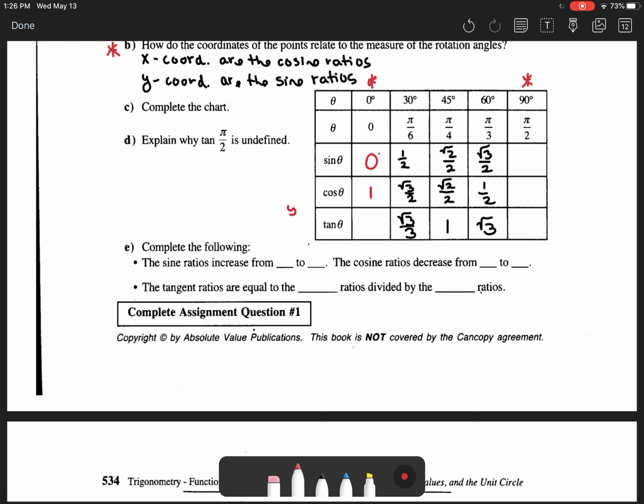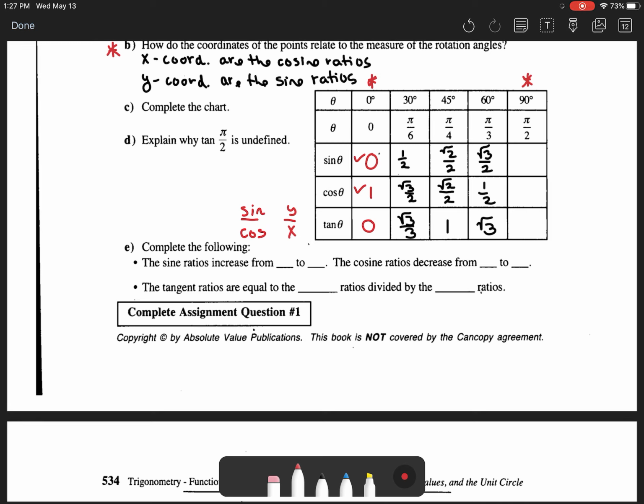And what's tangent, you guys? Remember tangent was calculated by going y over x, or opposite over adjacent. So y over x, which is really just the sine over the cosine, isn't it? So this is like saying sine over cosine. So here's the sine, here's the cosine. 0 over 1 is 0, okay? So that takes us to tangent.